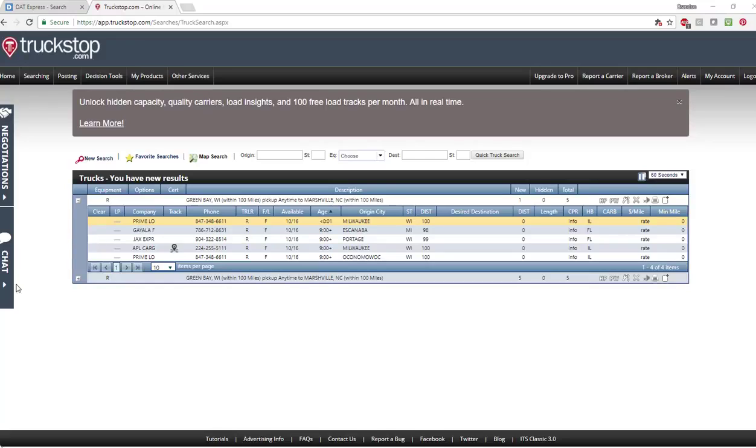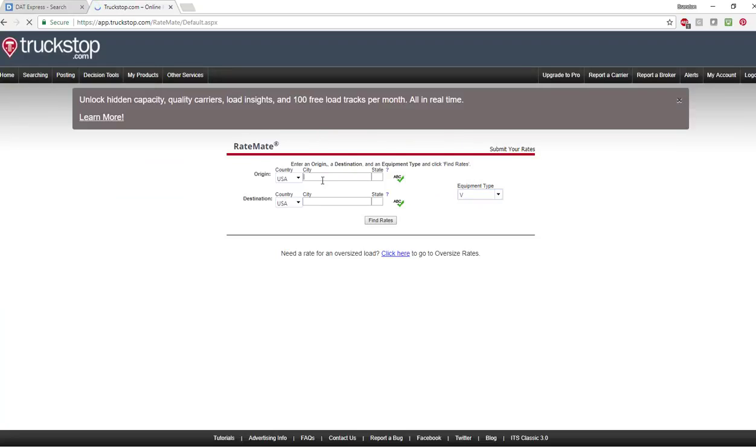That's why we would come into our load board to get an idea of what prices are in that particular lane. In order to do that, we want to go to our Rate Mate. Across the top you have something called My Products, and I'm going to go into My Products and see what we have available. It says Load Tracking, Rate Mate, Oversized Rates. We're going to go to Rate Mate because we're trying to establish a rate in a particular lane. Let's say we're going from Green Bay, Wisconsin to Marshville, North Carolina.